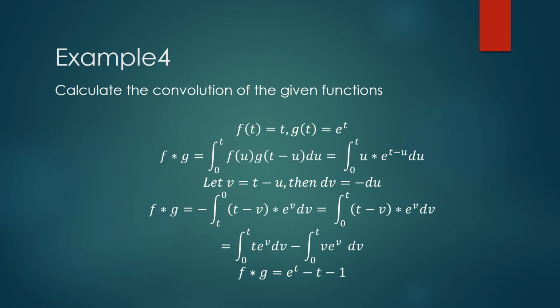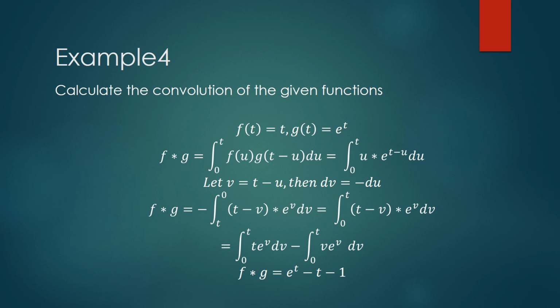Example: the problem is to calculate the convolution of the given functions f(t) equals t and g(t) equals e to the t. f convolved with g equals the integral from 0 to t of f(u) times g(t minus u) du, and equals the integral from 0 to t of u times e to the (t minus u) du. Let v equal t minus u, then dv equals negative du.